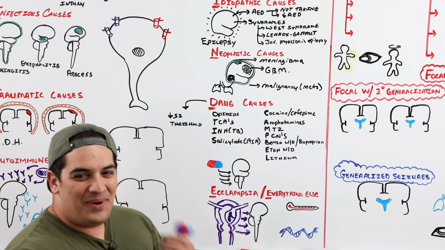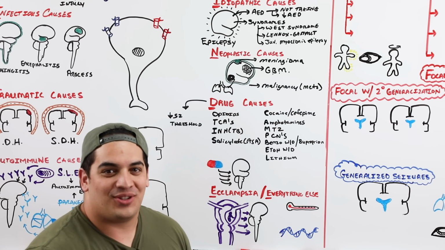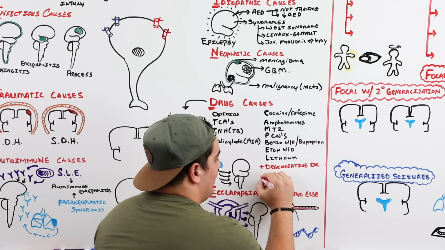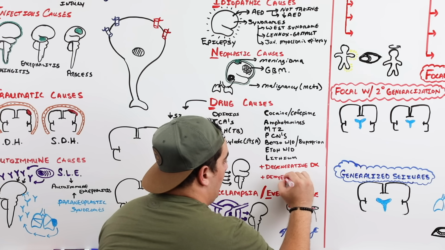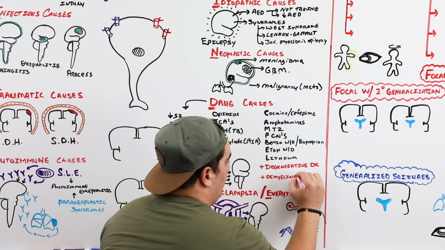If you want to be really extra smart ninja nerds, you can add two other types into the D of drug causes. I'm not too concerned if you don't want to remember them, but they can be added onto the D part of the mnemonic, and this includes degenerative diseases, things like Alzheimer's. And the other one you could add is demyelinating diseases, including multiple sclerosis, okay? So if you want to be extra ninja nerds, you can add these into that D part of the vitamin D and E mnemonic.